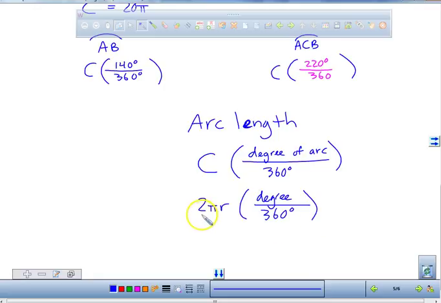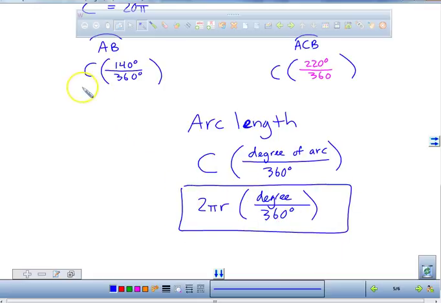Now, if you wanted to write pi times d times the degree over 360, you can also use that. Okay? And so right here, the circumference is what? 20 pi, right? So we would take 20 pi and multiply it by 140 degrees out of 360, and that would give us an approximate value.